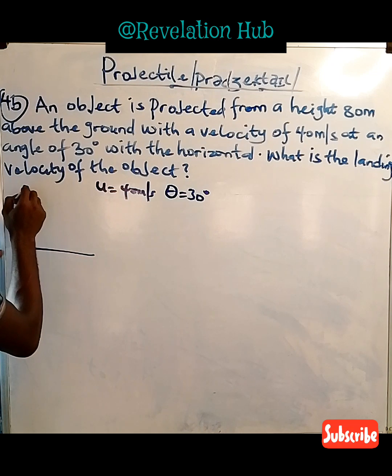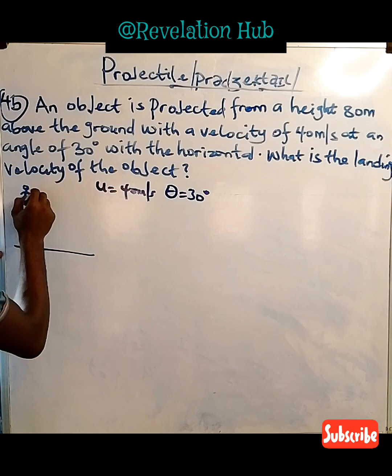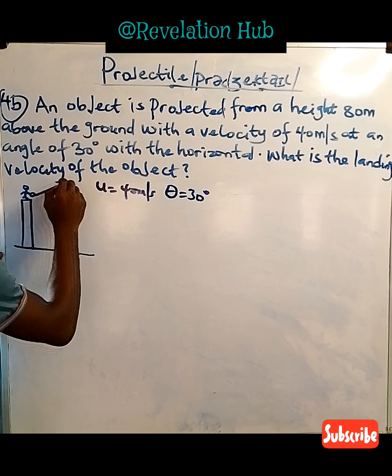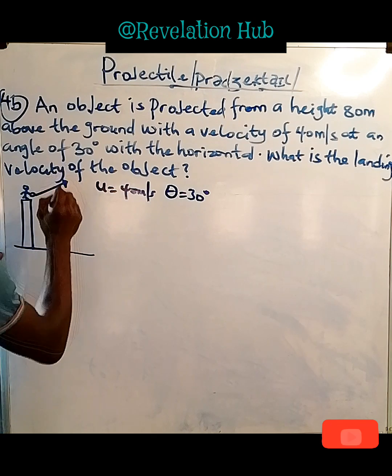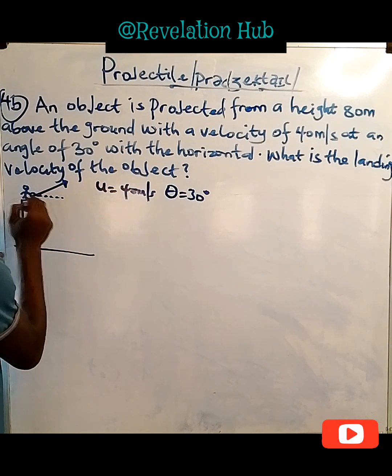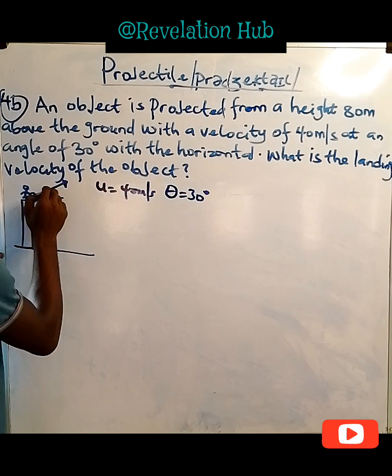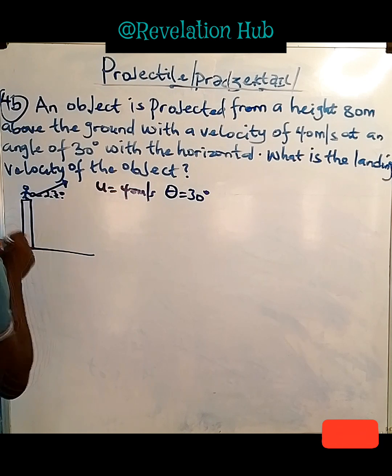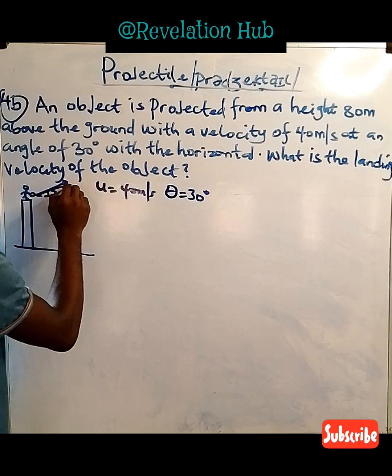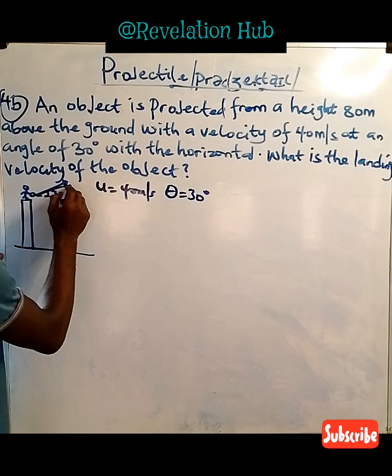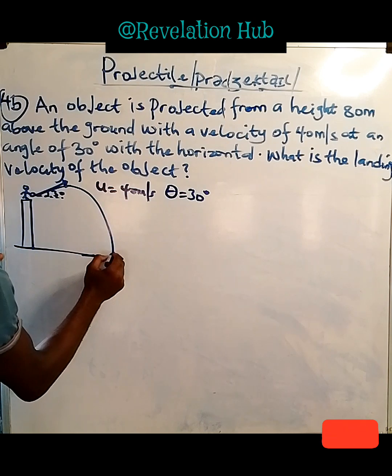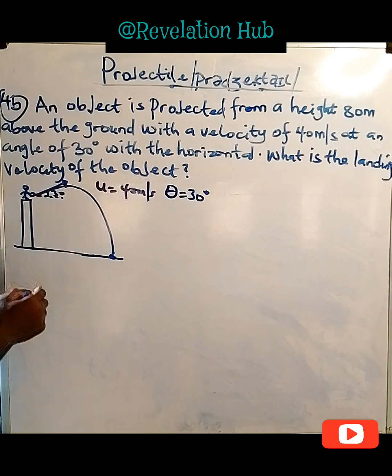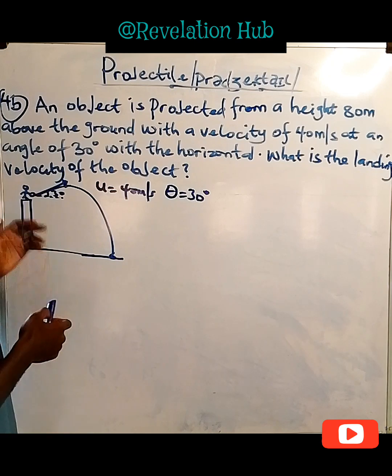Somebody stands here and projects an object from the top of a building like this. It throws it up against the horizontal like this, and this was done at an angle of 30 degrees. So what do we have? We have a projection that goes this way. The object gets to max height, then falls down like this. So what are we asked to get? We are asked to get the landing velocity of the object.